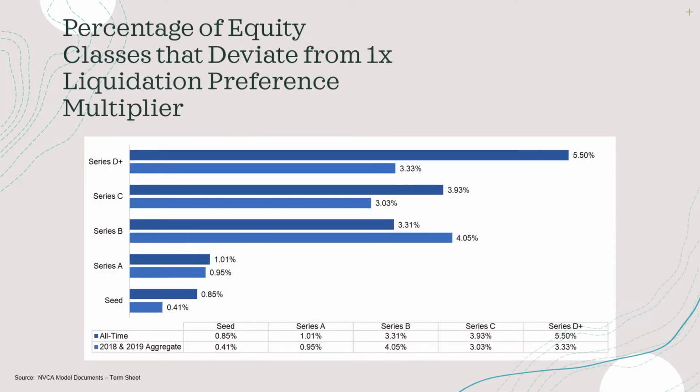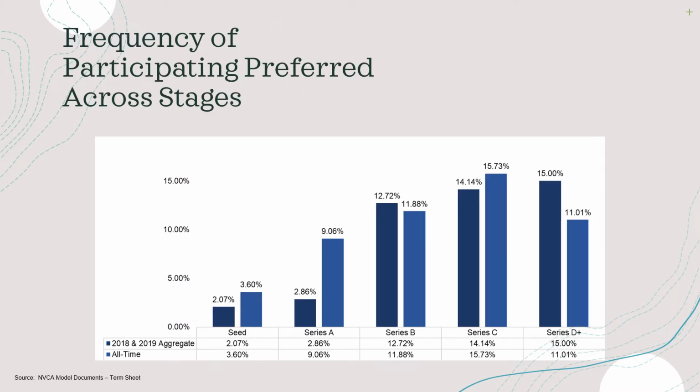This graphic demonstrates the preferred stock transactions that deviate from the standard 1x liquidation preference. As you can see, deviation happens rather rarely. This chart shows the occurrences of participating preferred stock over the different preferred stock transactions.